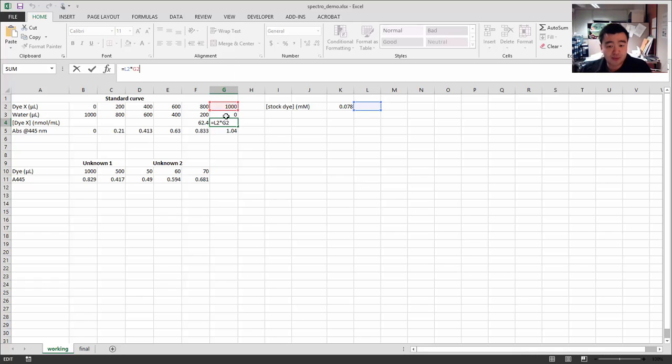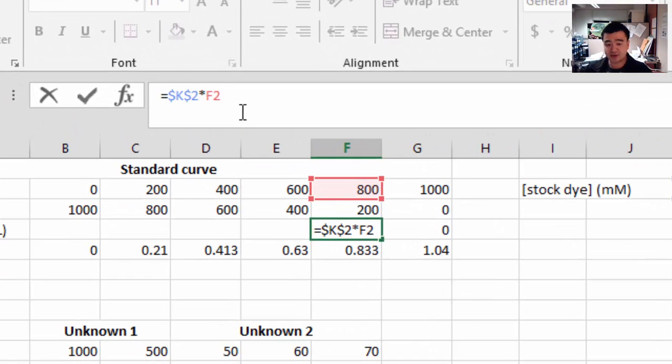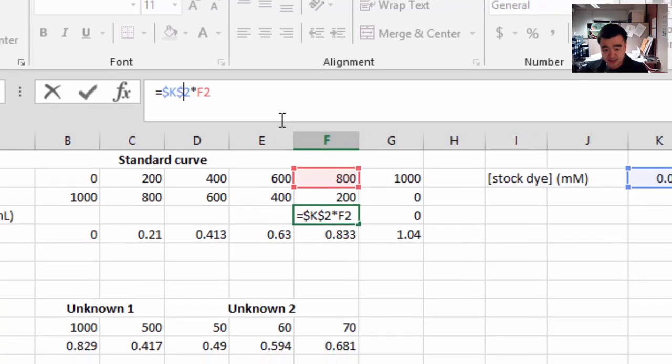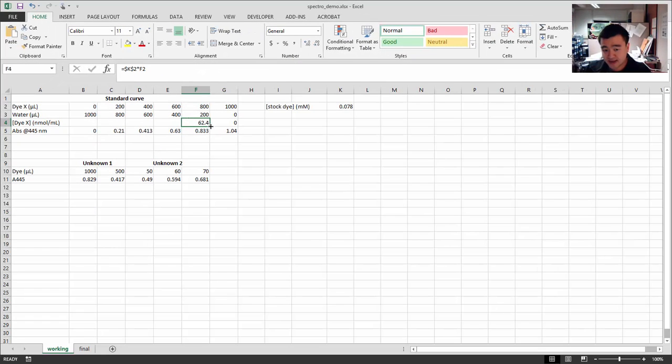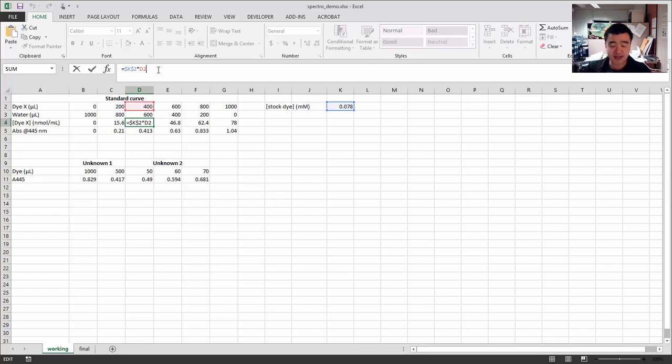For example, here in G4 we do want G4 to refer to 1,000 in the red. But we don't want it to move or change the reference to K2, which is the concentration of stock dye. So how do we stop this from happening? Going back here to F4, we have the K2 and also the F2 over here. We know that red we do want to move and blue we do not want to move. To force Excel to keep K2 constant and not update that reference, we put a $ sign in front of the K and a $ sign in front of the 2. Then we press enter. That is called absolute referencing, and it tells Excel not to change K2. For example, here we see it has not changed K2, but it has updated the red box.